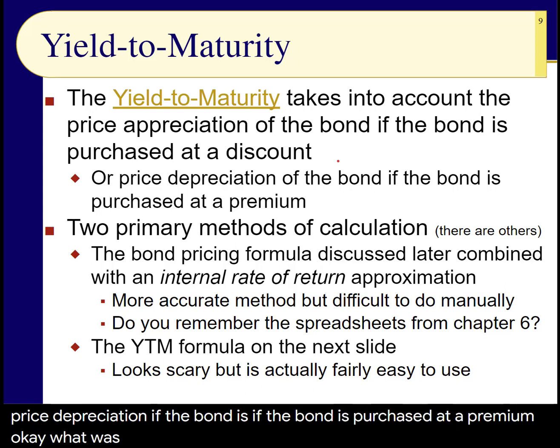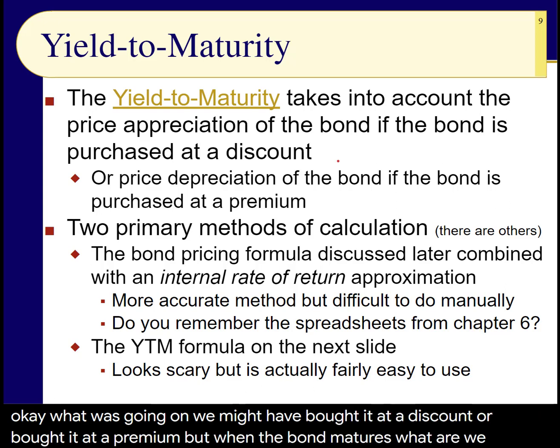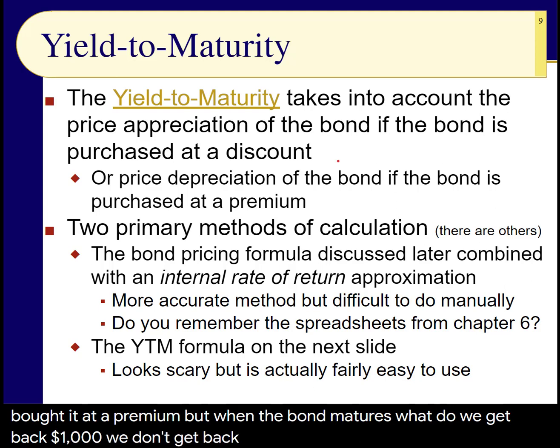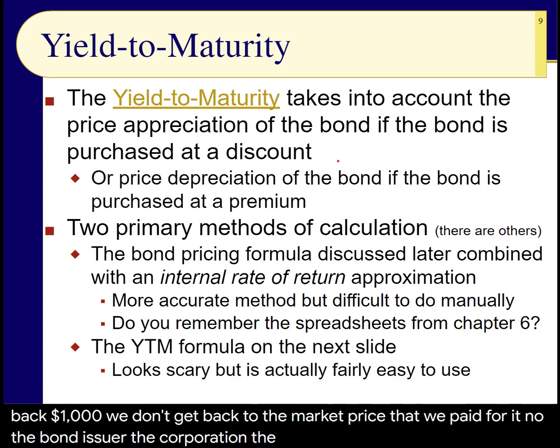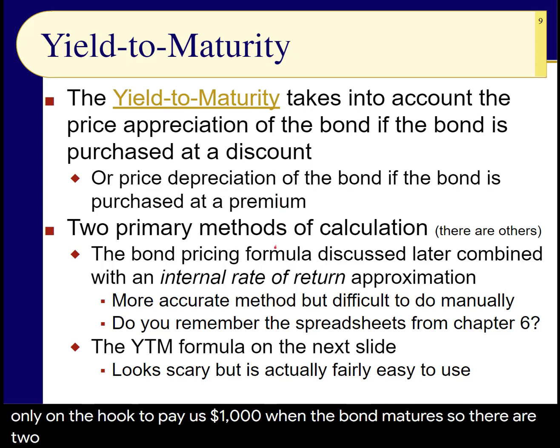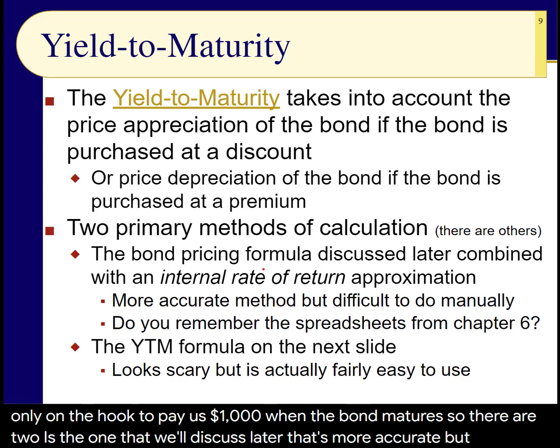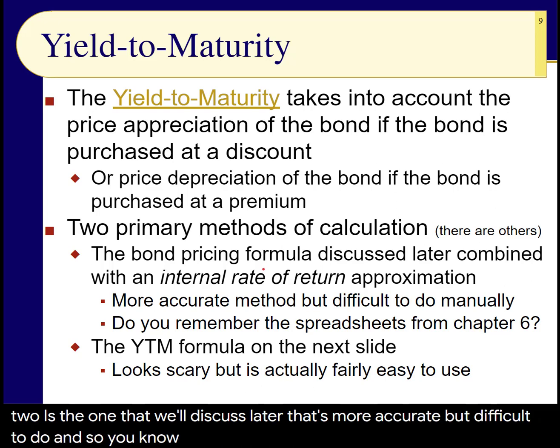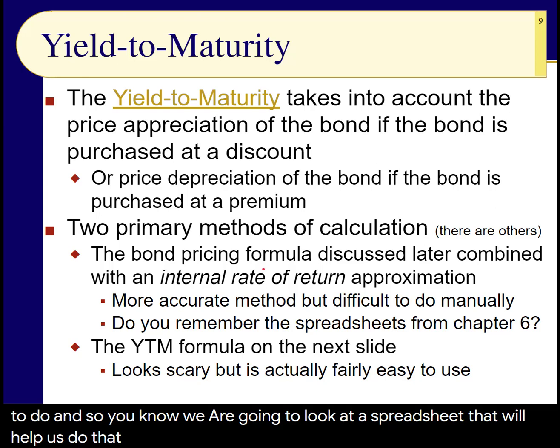Okay, what's going on? We might have bought it at a discount or bought it at a premium, but when the bond matures, what do we get back? $1,000. We don't get back the market price that we paid for it. No, the bond issuer, the corporation, the municipality, the treasury, they're only on the hook to pay us $1,000 when the bond matures. So there are 2 primary methods of calculation. The one that we'll discuss later is more accurate but difficult to do, so we are going to look at a spreadsheet that'll help us do that. But we don't want to do that manually.